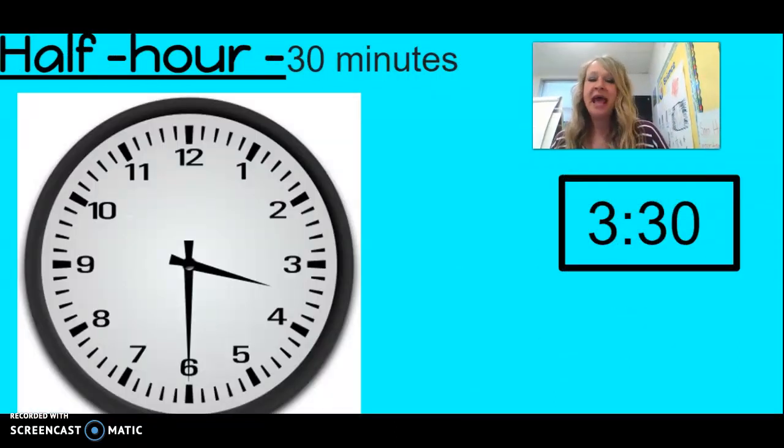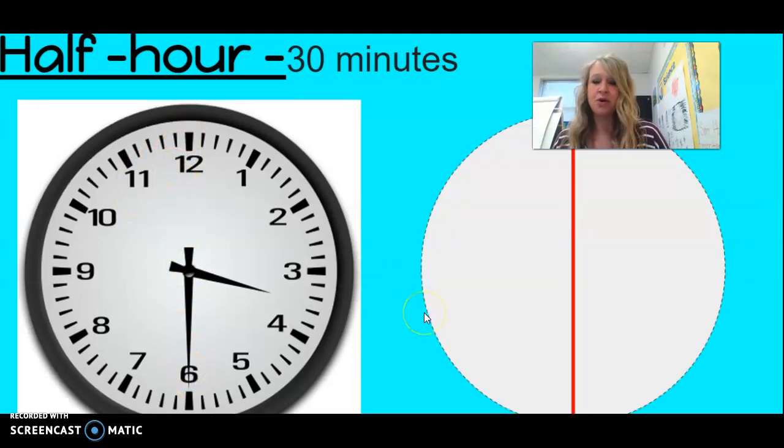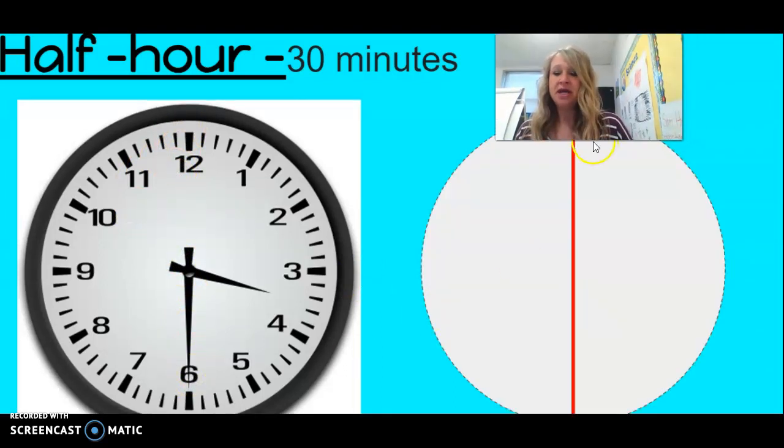Today we are learning half hour. Say half hour. Half hour is 30 minutes. 30 minutes is half of an hour. Just like a circle, we can have half of a circle. We can have half of an hour. Look at how this side is the same side as this side. Each side is 1/2. So this is 1/2 of an hour going straight down.